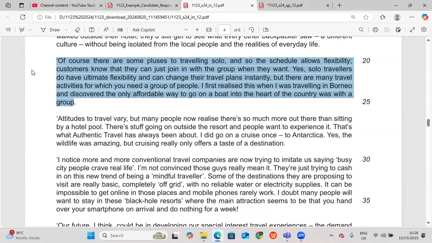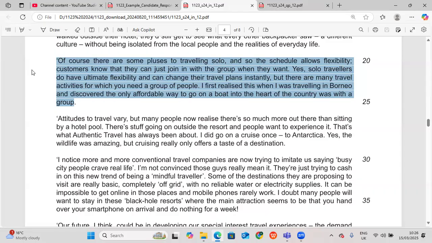Of course, there are some pluses to traveling solo, and so the schedule also allows flexibility. Customers know that they can just join in with the group when they want. Yes, solo travelers do have ultimate flexibility and can change their plans instantly. But there are many travel activities for which you need a group of people. I first realized this when I was traveling in Borneo and discovered the only affordable way to go on a boat into the heart of the country was with a group.